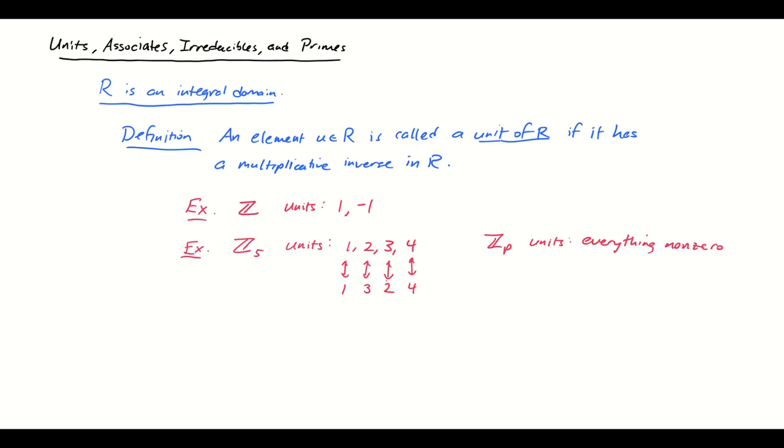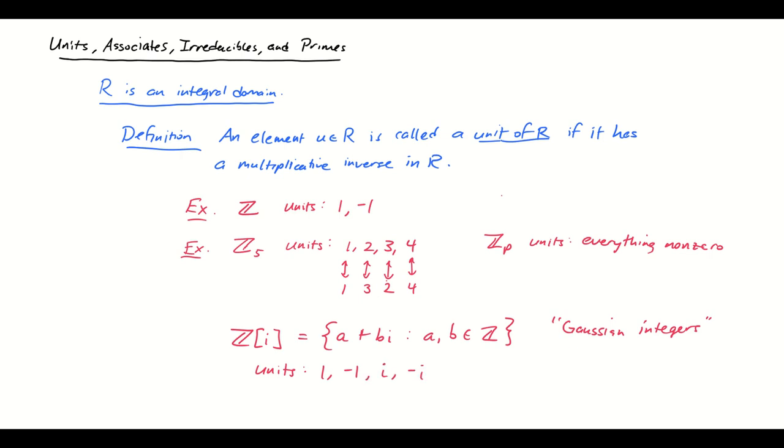Just to give one more nice example, there's a ring called the Gaussian integers. The ring of Gaussian integers is the set of all a plus bi, so these are complex numbers, where a and b are integers. These are called the Gaussian integers. And in this ring, we still have units 1 and -1, but we have a couple of others as well, i and -i. But those are the only Gaussian integers that have multiplicative inverses.